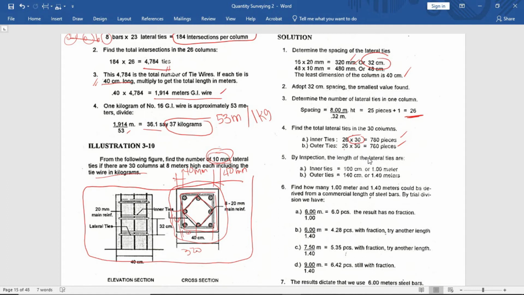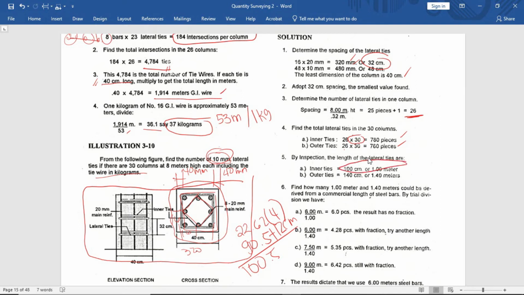So, kung 16, Pythagorean theorem, square root of 16 squared plus 16 squared is, sabihin natin, 22.62 times 4 is equal to 90.5. So, plus 12 centimeters for the hook. So, 100.5. So, sinabi na lang na 100 centimeters para dito.